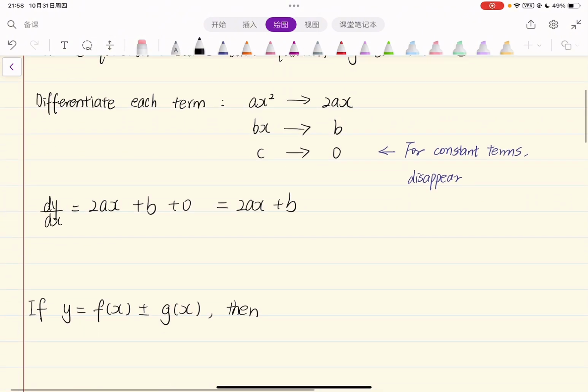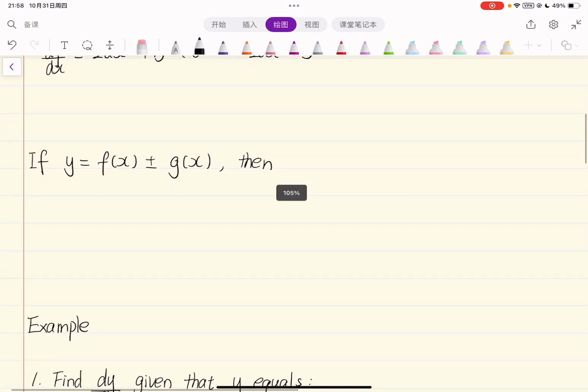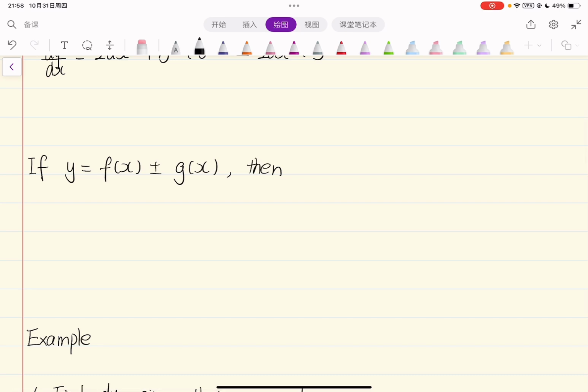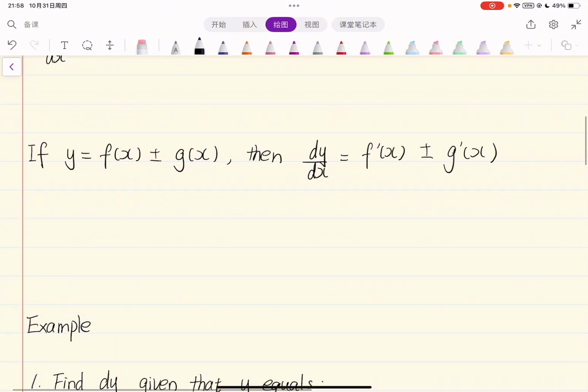In general, if you have y equals f(x) plus or minus g(x), then dy over dx equals the derivative of f(x) plus or minus the derivative of g(x). Now let's do some example questions.